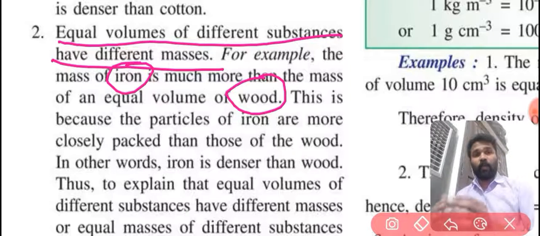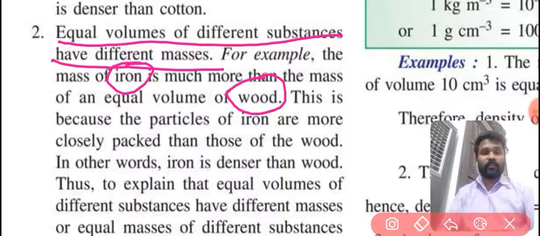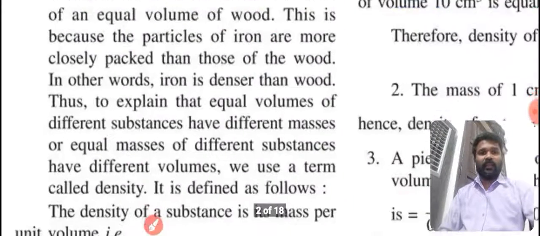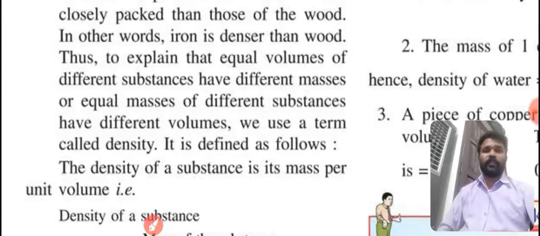It depends on the molecular arrangement of the particular substances. Here we are discussing iron or wood. Which one has more tightly arranged molecules? Definitely iron. The particles of iron are more closely packed than those of wood. In other words, iron is denser than wood.